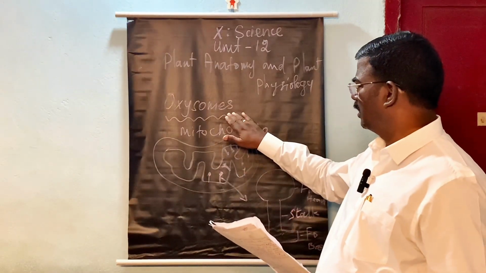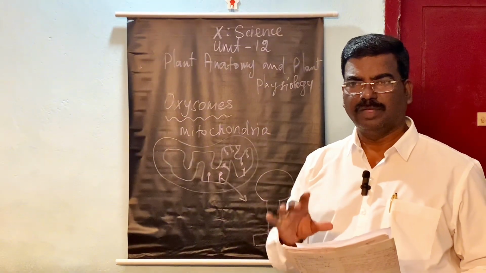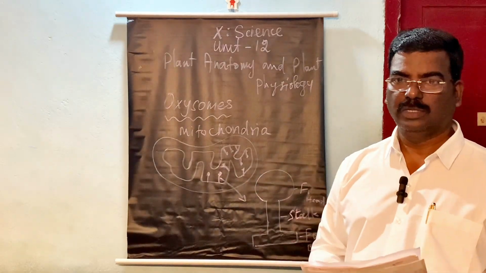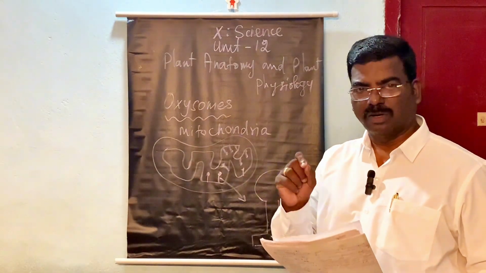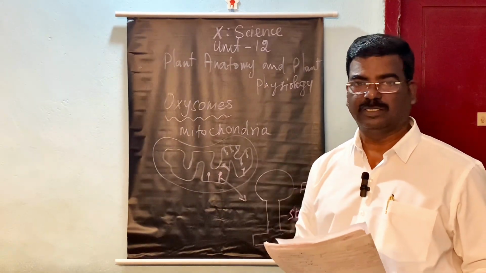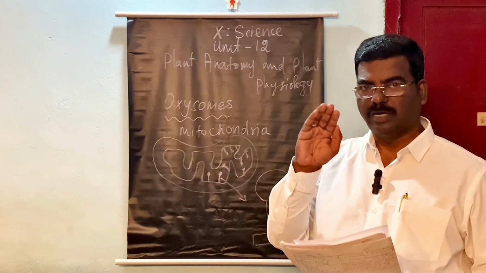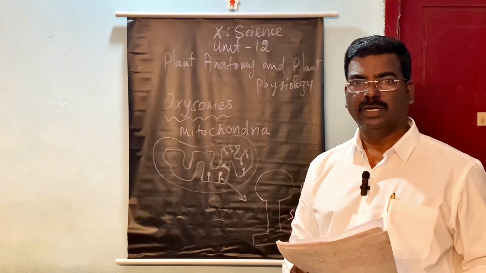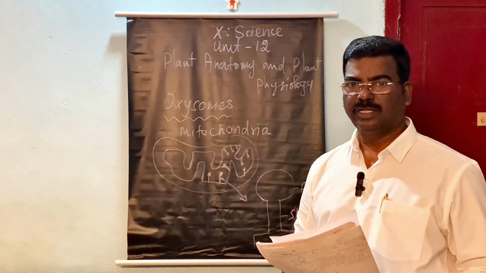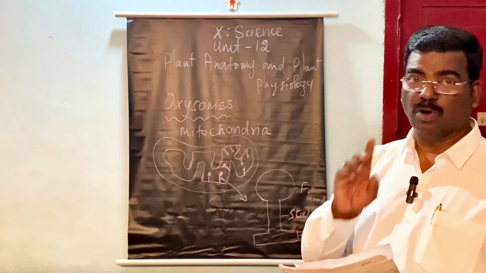This question they ask in 3 ways. One way, they ask define oxysome or what is oxysome. The second question, draw the structure of oxysome and label all the parts. The third one, they will give the diagram in the question paper, and they ask you to draw the diagram and label the parts. These are the ways they ask oxysome questions for 2 marks.